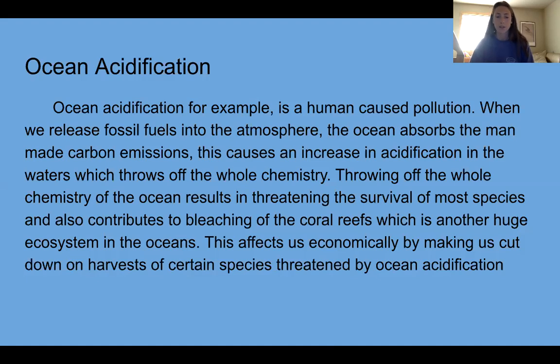Throwing off all of this chemistry results in threatening the survival of most species, and it also contributes to bleaching of the coral reefs, which is another huge ecosystem in the oceans. It also affects us economically by making us cut down on harvests of certain crustaceans and other species that are threatened by ocean acidification.